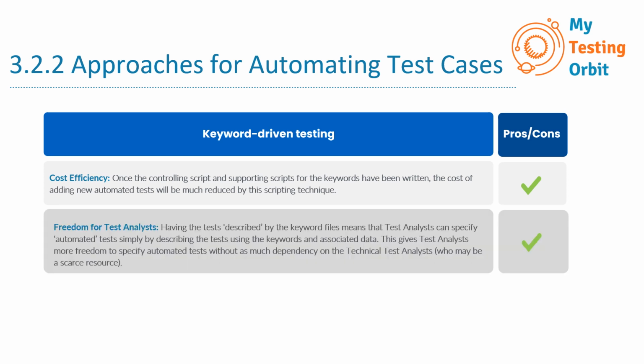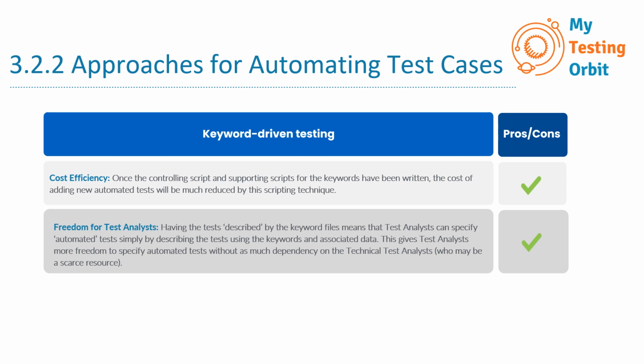The second one, freedom for test analysts. Having the test described by the keyword files means that test analysts can specify automated tests simply by describing the test using the keywords and associated data. This gives test analysts more freedom to specify automated tests without as much dependency on the technical test analyst, who may be a scarce resource. If you go back to the data-driven testing advantages, you would notice that these two are similar.